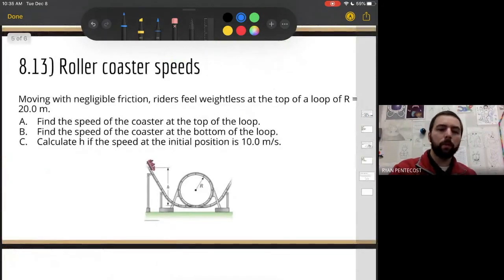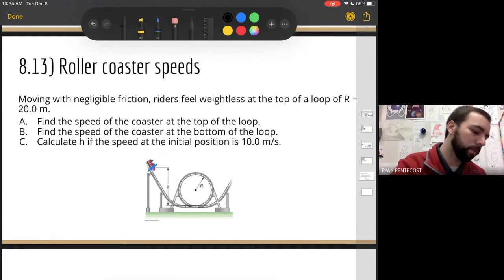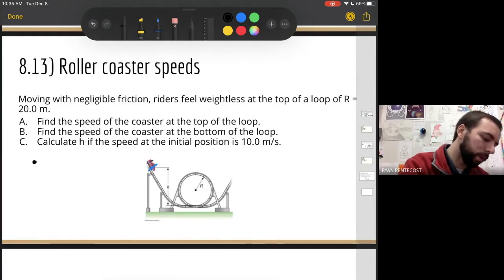So let's talk about a roller coaster. We are moving with negligible friction along the roller coaster. Riders feel weightless at the top of a loop of r equals 20 meters. First, A, find the speed of the coaster at the top of the loop. B, find the speed of the coaster at the bottom of the loop. Then C, calculate h if the speed at the initial position, way up here, is 10 meters per second. So if we want the speed at the top of the loop, that's something we've done before. Let's just get a free body diagram.